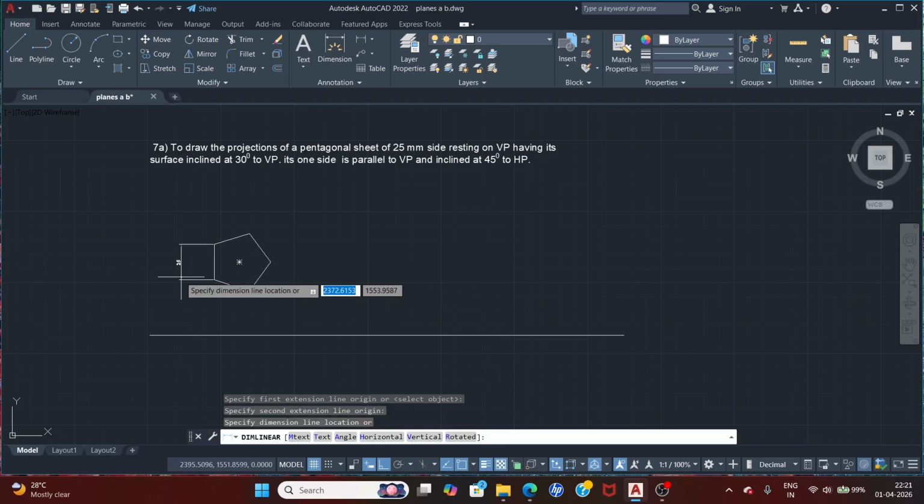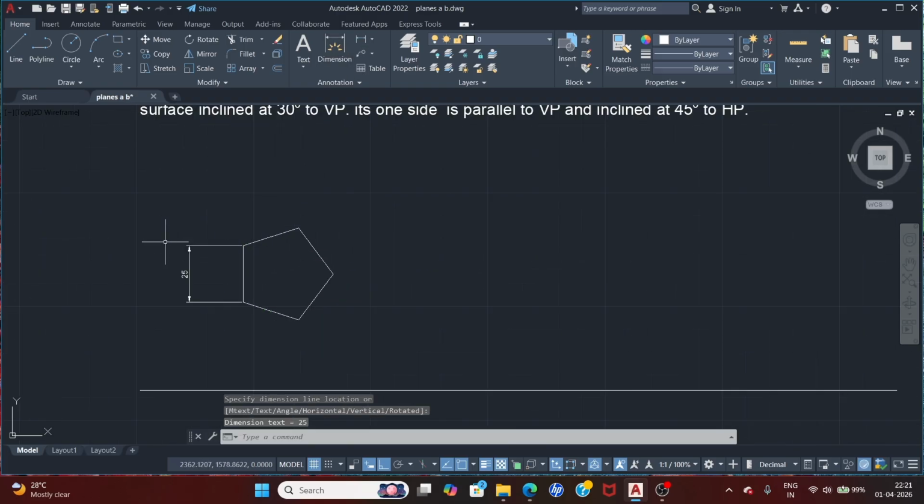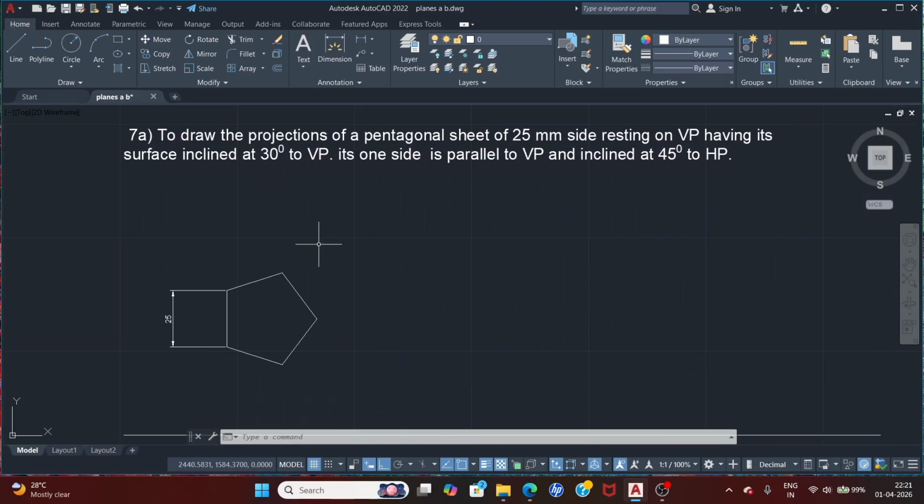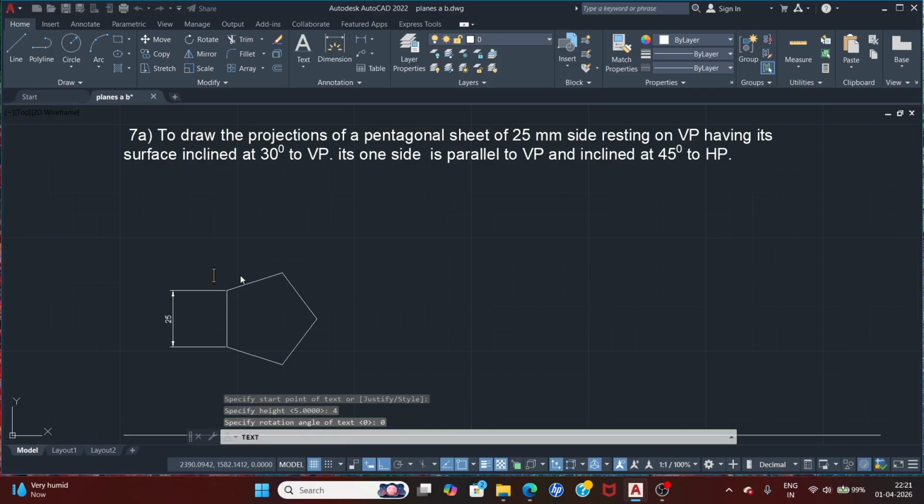So for that you have to start the diagram at front view. Use the polygon command and draw the pentagon, as the plane is a pentagonal plane. We need to draw the pentagon above the XY. So this is our first case drawing. We have already finished this type of question in 6B.